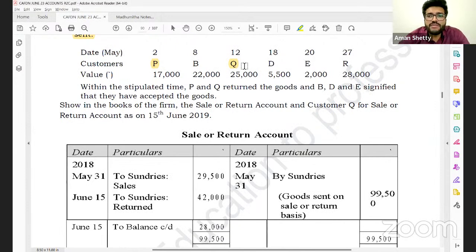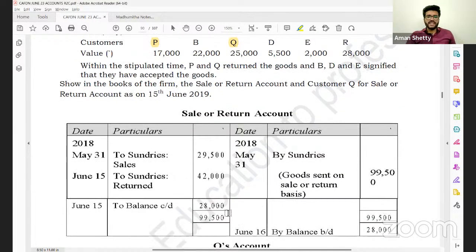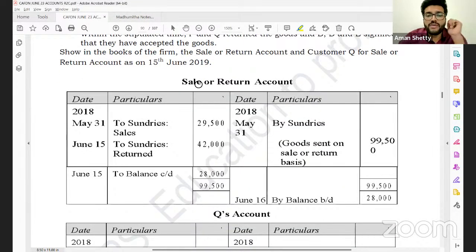So now this is a continuation. Hopefully you'll get some clarity. Sale or return account. This is not my normal sales account. It is just an intermediary account, so the transactions are recorded. It is not actually sales or returns.